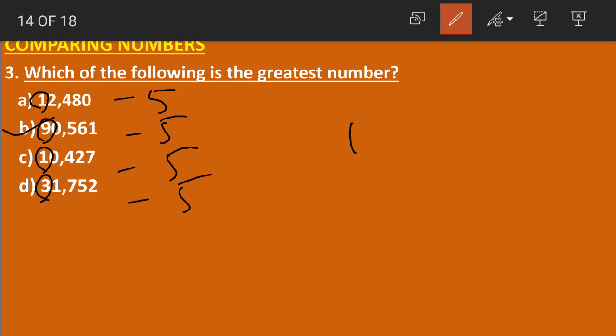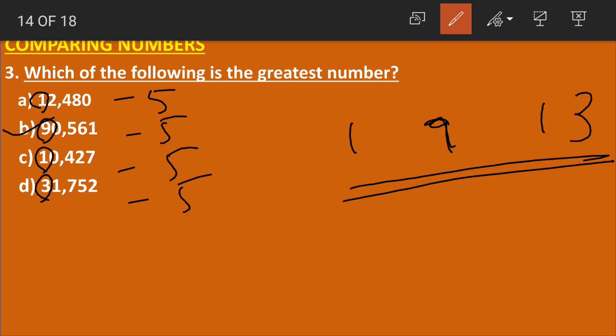Now what are the numbers here? 1, 9, 1 and 3. Among these given numbers, which number is the greatest number? Is it 1, 9 or 1 or 3? It is 9, right? So the number with 9 in the highest place value becomes the greatest number, which in this case is 90,561, right?